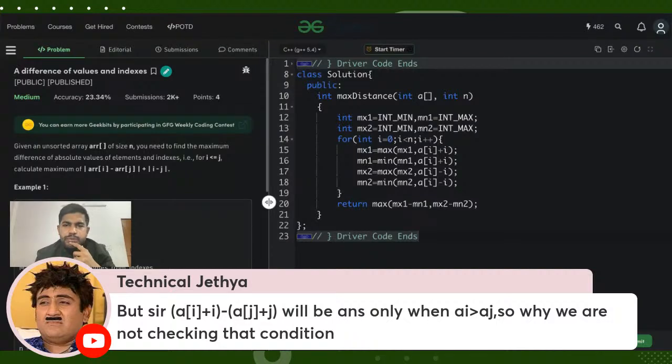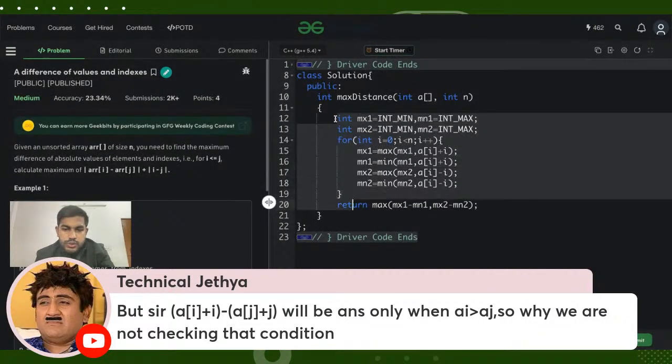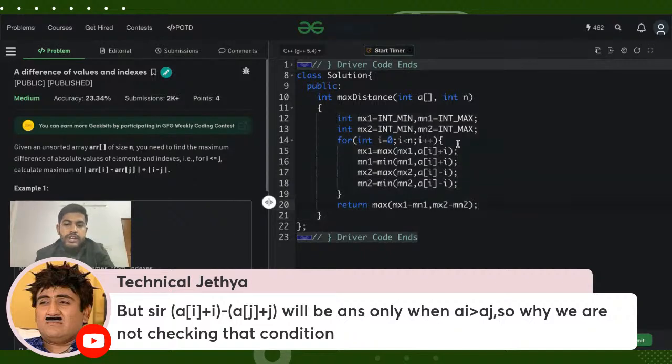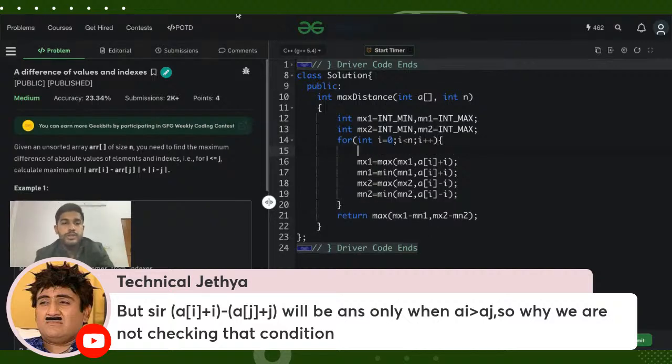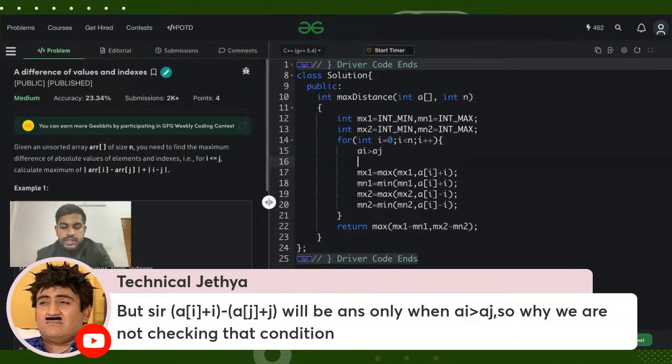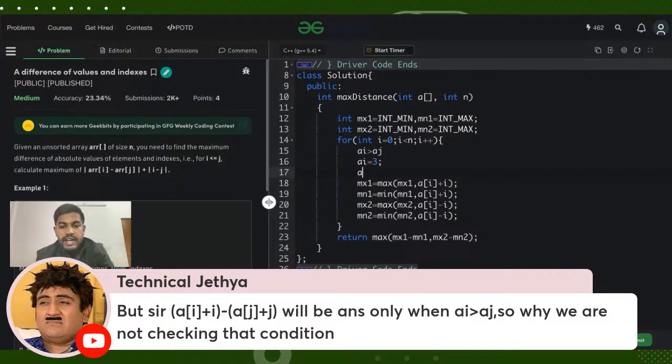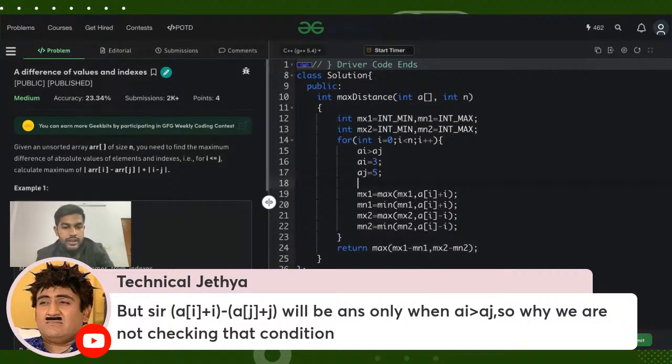We are not checking that condition because all the values are stored at this point. Let's say that we check the opposite condition, like A of I is less than A of J. We need A of I to be greater than A of J, so let's suppose A of I is smaller than A of J. Suppose A of I is equal to 3 and A of J is equal to 5.